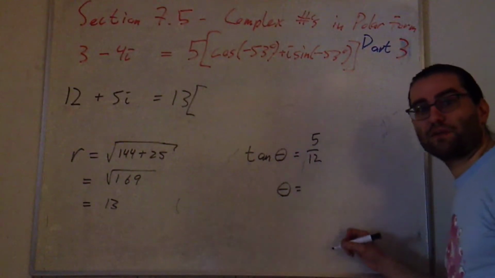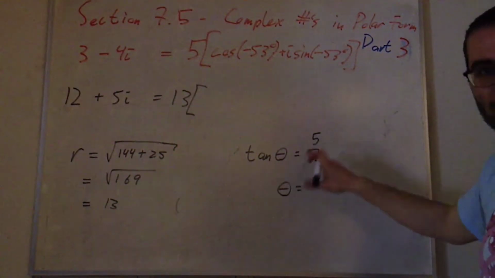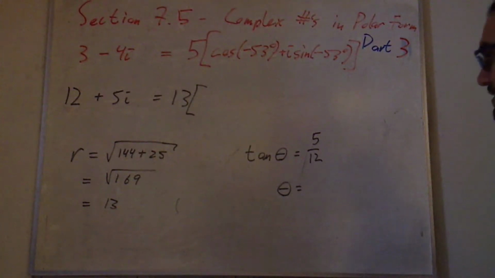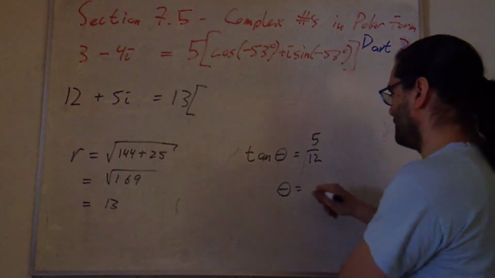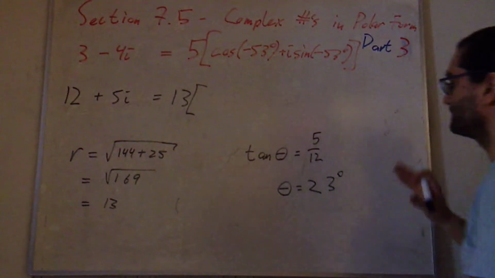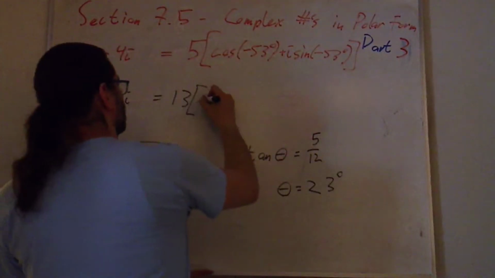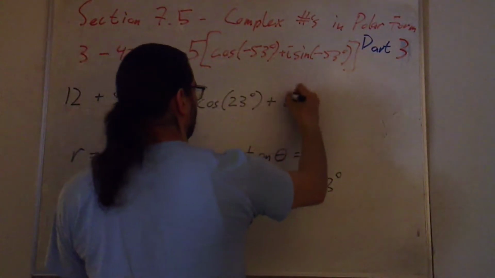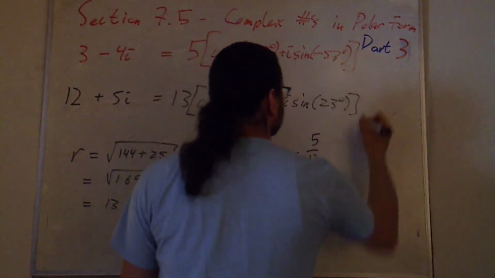I just checked with my computer over there that this is another calculator arctangent problem, because 5/12 is not on the unit circle as a tangent value. So for this one, we're going to look at theta being about 23 degrees. So I'll put that in here. 13 times the cosine of 23 degrees plus i sine 23 degrees.